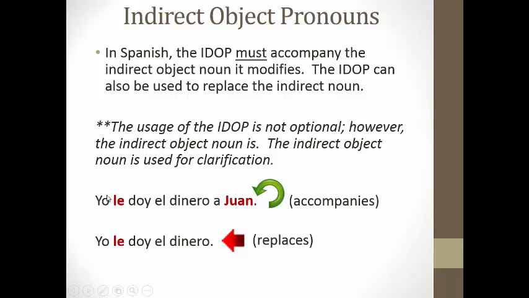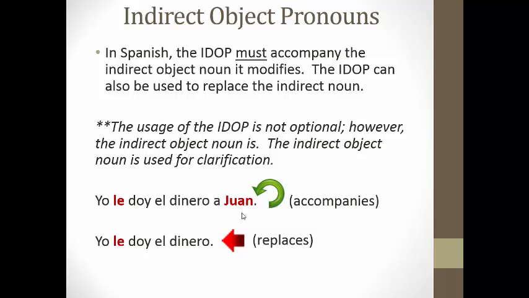So again, let's look at the English comparisons. This says, I give the money to John. The le, which is the IDOP, must accompany the indirect object noun in the sentence. This le is not optional. What is optional is the Juan. This is the optional part, just used for clarification. So again, this says, I give the money to John, whereas this sentence says, I give the money to him. We don't know exactly who him is unless we decide to use the indirect object noun, Juan, with it.